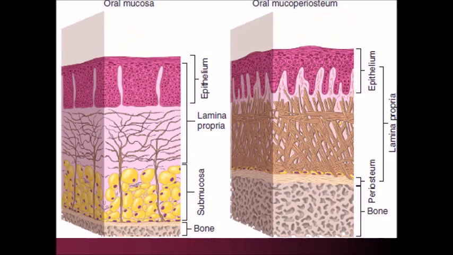This is a diagram for the epithelium, lamina propria, and the submucosa. As we said earlier, in the submucosa we see glands and fat tissue. In some areas of the oral cavity, submucosa is not present, which means that we have only epithelium and lamina propria attached directly either to bone or a muscle. In the case of bone, we call it mucoperiosteum.